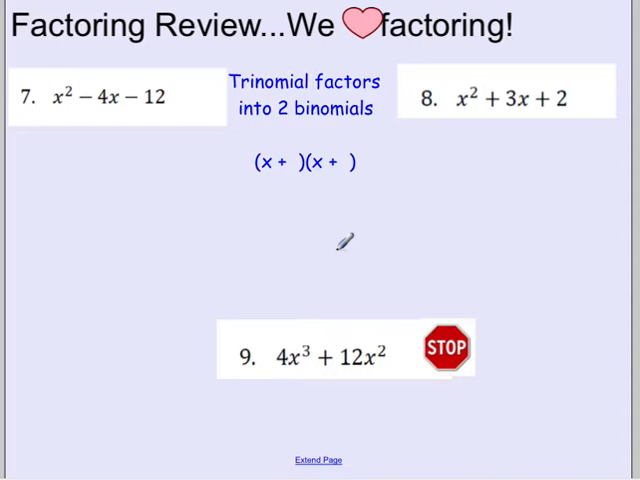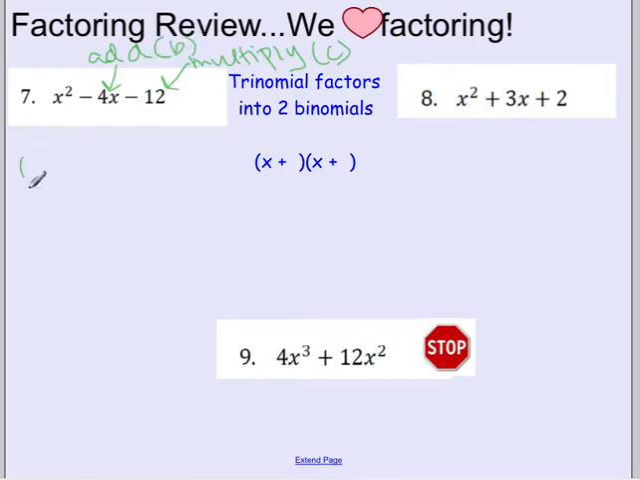So if we look at the first two examples, 7 and 8, they are what we call trinomials, okay? It's a polynomial with 3 parts. And what a trinomial does is it factors into 2 binomials. So remember, the square root of x squared is x. So in the front of your parentheses, you're going to have x. Then you need to think, well, what will multiply to 12, or your C term, and add to your B term? So we're going to go ahead and do that.